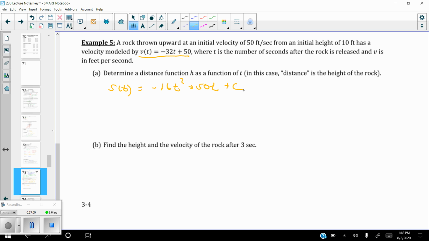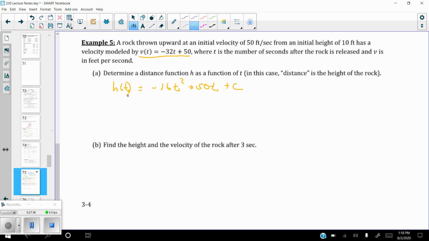Oh, okay. Well, I guess I should have read my own stuff here more carefully. We're going to call this h, because that's actually what it says in the problem. We're going to determine a distance function h as a function of time. So instead of using s, we call it h of t, which really just represents the height of the rock. Okay, but this isn't the actual height of the rock, because what we're missing is that c value.